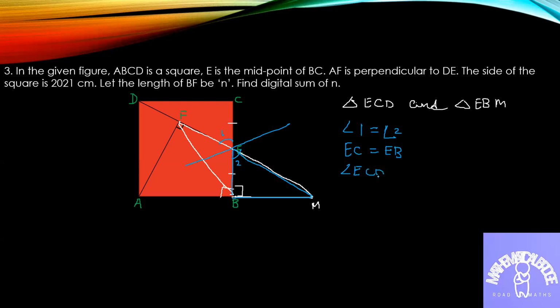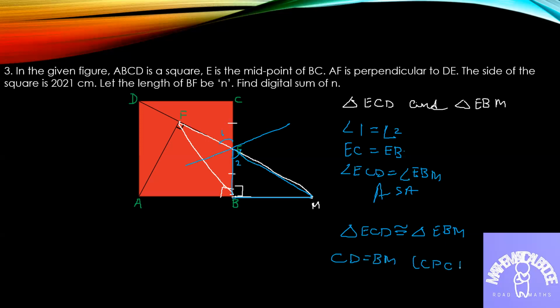Angle ECD is equal to angle EBM. Each are 90 degrees. So by this SAS criteria, actually basically ASA, but still the same, by ASA criteria you will see that triangle ECD is congruent to triangle EBM. Right? I think up to this part it is clear. So by CPCT, you can tell that CD is equal to BM.